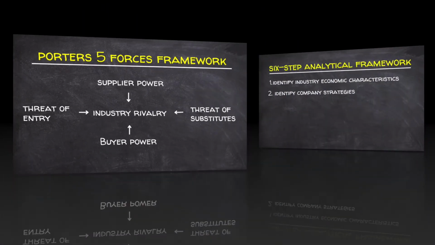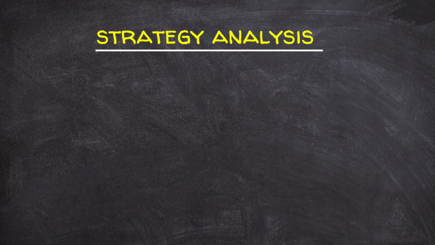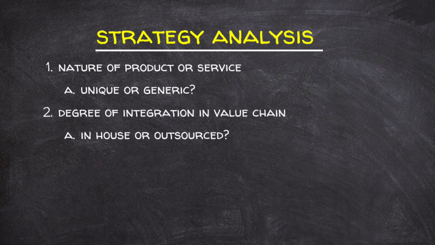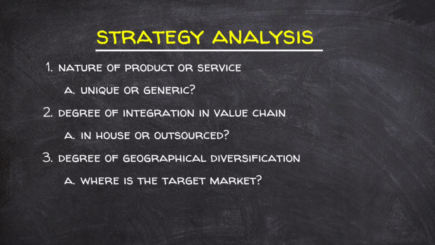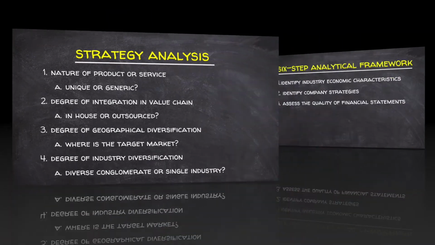In step 2, we identify company strategies. The framework for strategy analysis includes the nature of product or services. Are they creating unique products or services or generic replacements? The degree of integration in the value chain. Are you developing everything in-house or are you outsourcing various elements? Degree of geographical diversification. Is the firm targeting specific geographical areas such as your town, your state, maybe your region, a domestic market, or various countries around the world? The degree of industry diversification. Is the firm a diverse conglomerate or is it operating in a single industry?